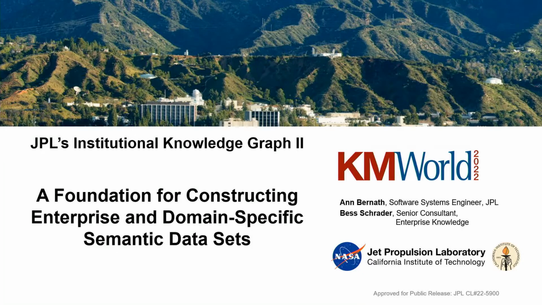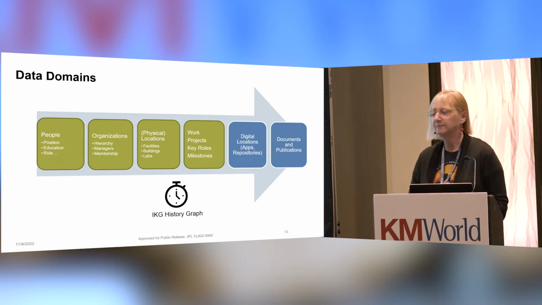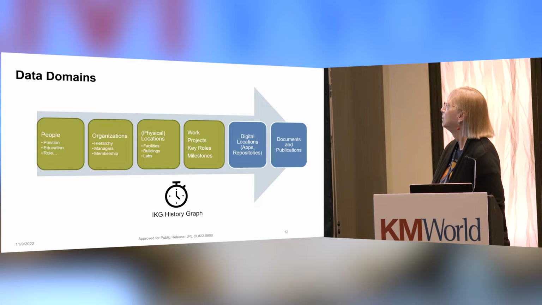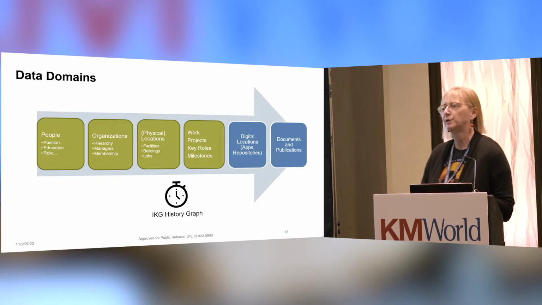So our solution was what we call the institutional knowledge graph. We're going to build this foundational semantic layer that we hoped we could build upon to solve other issues, other problems. So we actually implemented the institutional knowledge graph. Everything in green here, this funky green, we have succeeded. We call these the data domains that we wanted to go after.